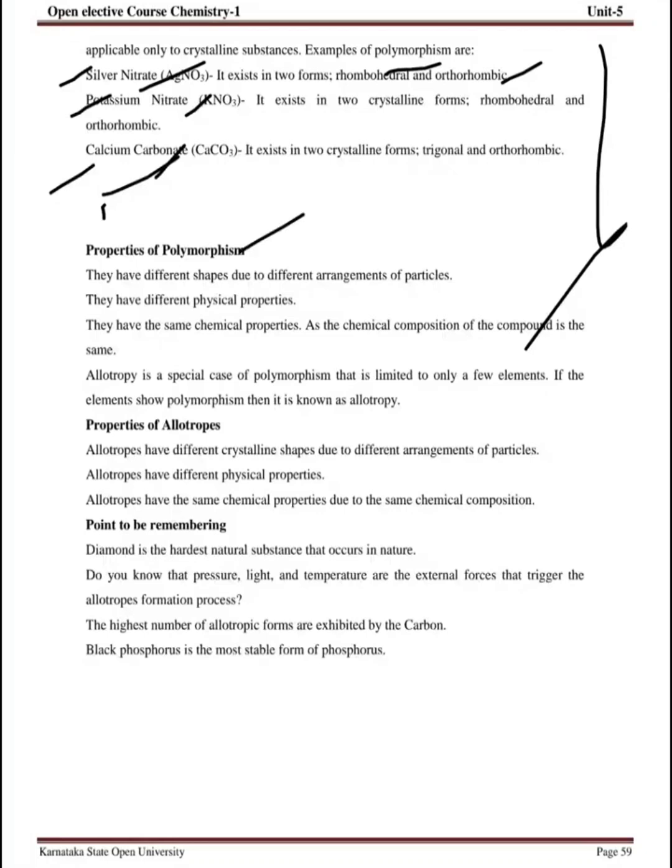What is polymorphism? It is the phenomenon of the existence of the same substance with different crystalline forms, and that is known as polymorphism. The properties of polymorphism are having different shapes due to different arrangement of particles. They have different physical properties and also the same chemical properties. In this, polymorphism and allotropy are the same.